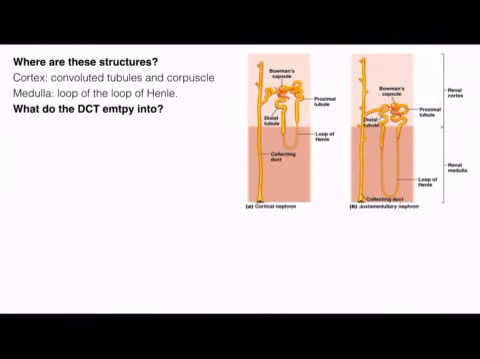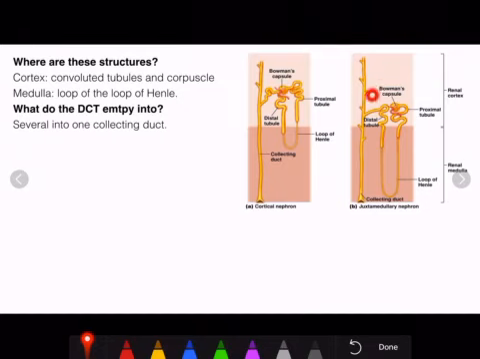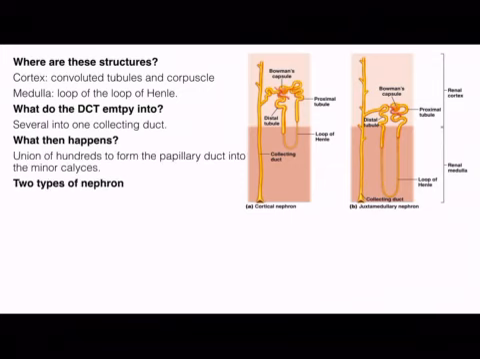What does the distal convoluted tubule empty into? Several of them into one collecting duct. So it's not one collecting duct per nephron. See all these different branches for this. So that's loads of different distal convoluted tubules getting in there.